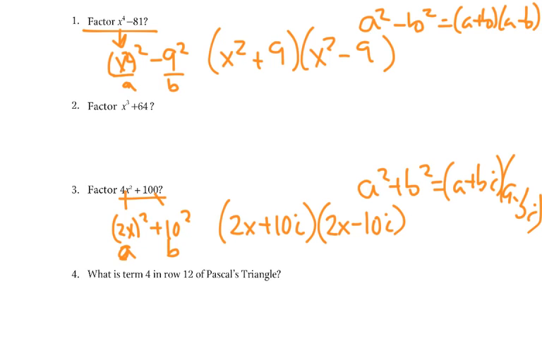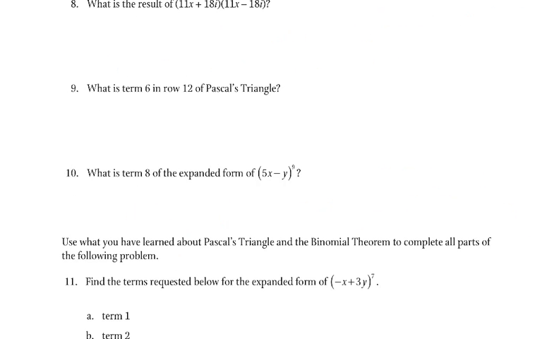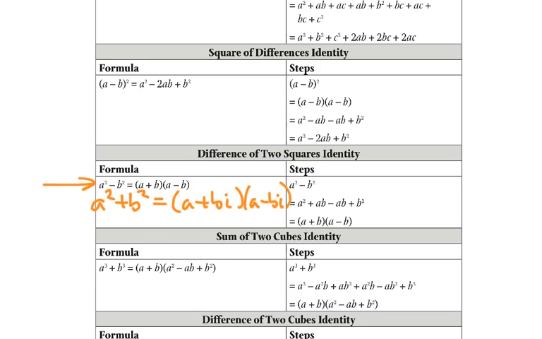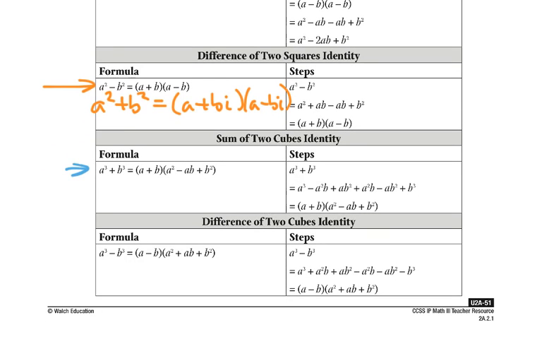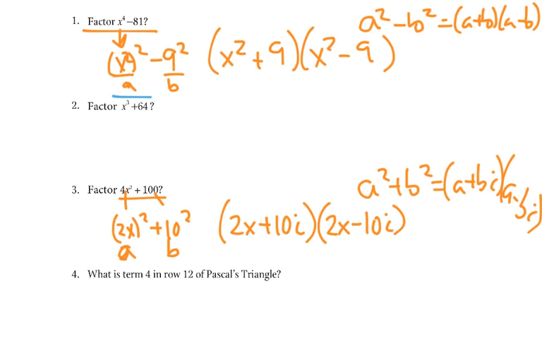Okay. Now if we're doing it with the cubes, remember the cubes was different, right? It was these guys, a plus, then a minus, then that a squared guy, and it was the opposite. So it would be a plus b times a squared minus ab plus b squared.